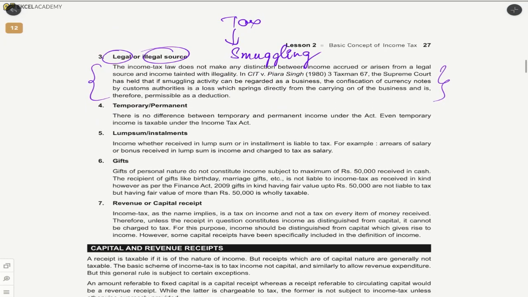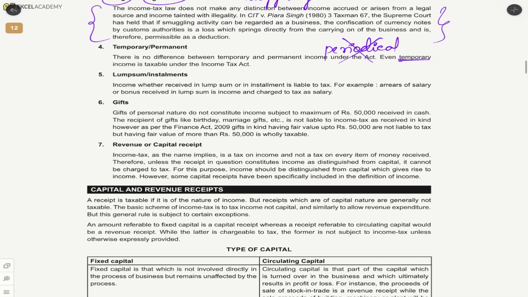Temporary or permanent. Even if there is a temporary income, it will be considered as taxable. Periodicity is not important. It need not be periodical. Lump sum or installments: income, whether received in lump sum or installment. For example, let's say someone has not received the salary for 5 years due to some legal dispute, and then they receive it together. So what is this lump sum amount? In that case also, it will be taxed as salary.